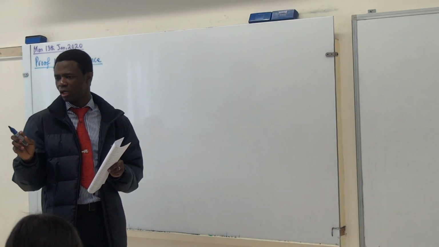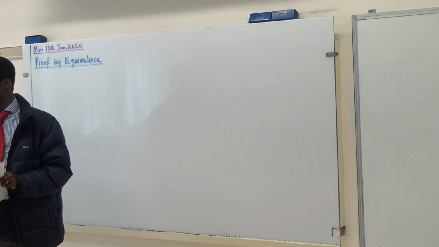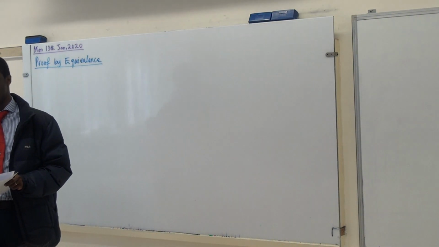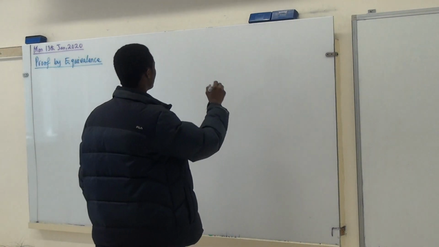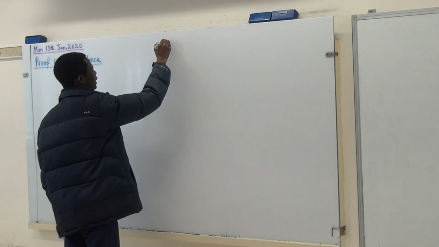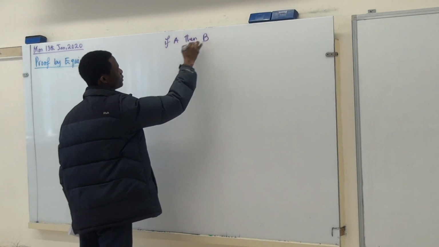Unlike the, what was the last proof we just completed? What type of proof is that? Deduction. And it's also known as what? Direct proof. Now in direct proof, we go in one direction. If A happens, then B must happen, right?